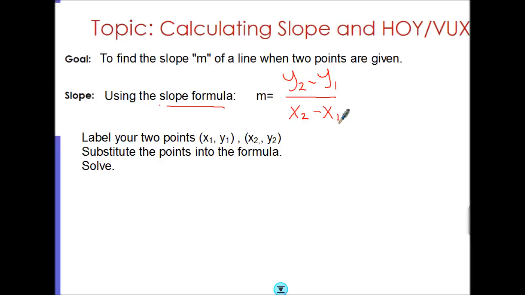Slope formula comes from rise over run. Change in y is going to be the rise. Change in x is going to be the run. Whenever we are finding slope with slope formula, first thing is to label your points, x1, y1, x2, y2. Then we will substitute the points into the formula. Also, we will solve to find the m.